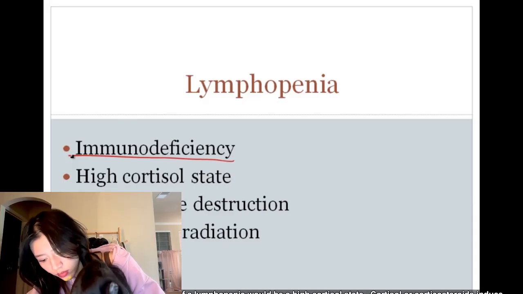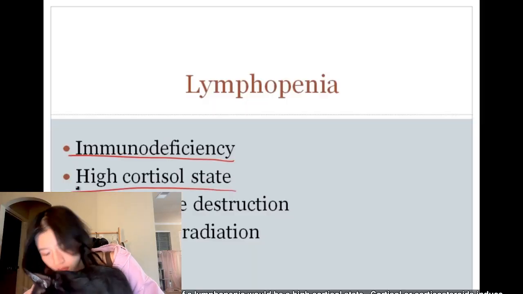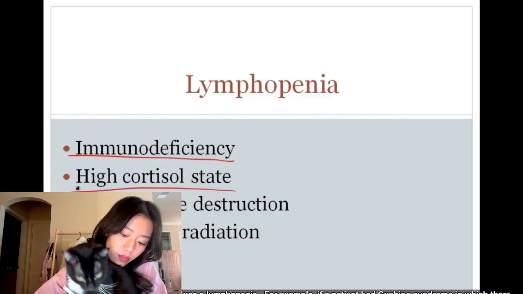Another example of a lymphopenia would be a high cortisol state. Cortisol or corticosteroids induce apoptosis in lymphocytes, and so that would also produce a lymphopenia.